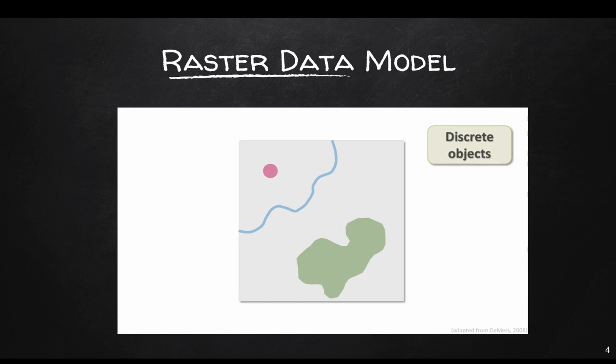To help us better understand the raster data model, let's start with a simplified vector data model. In this vector model, we have a pink point that represents a tree, a blue line that represents a stream, and a green polygon that represents a park. In vector data, this data can be quite accurate in terms of its location on the Earth's surface.